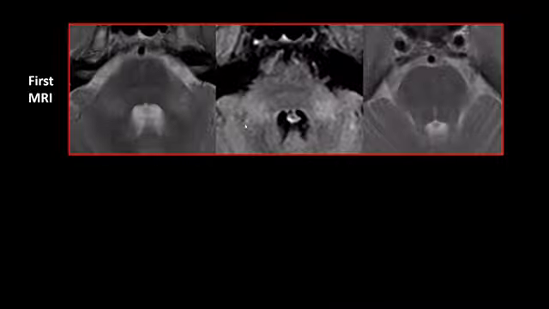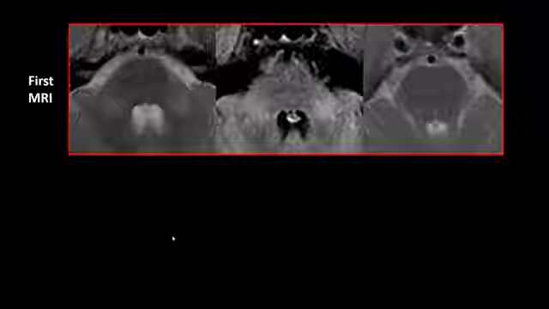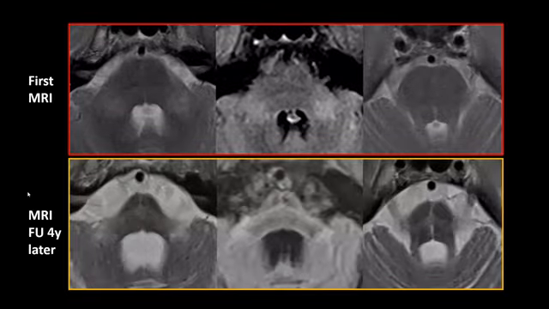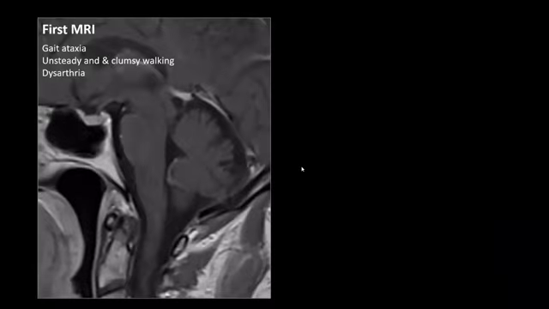These already reflect degeneration of the pontocerebellar fibers, the fibers connecting the brainstem to the cerebellum. And in the same patient, a couple of years later, the pons has become completely atrophic, and we can clearly see a hot cross bun sign over here. And these are degenerated pontocerebellar fibers in the center of the brainstem.